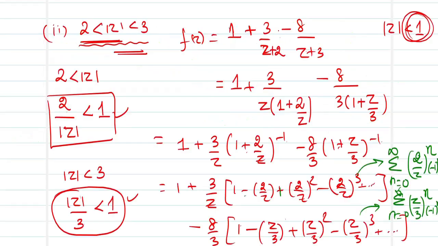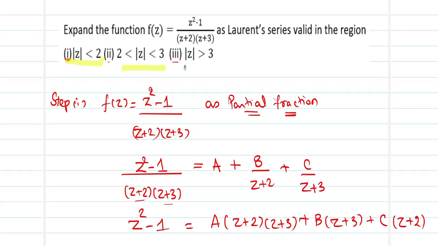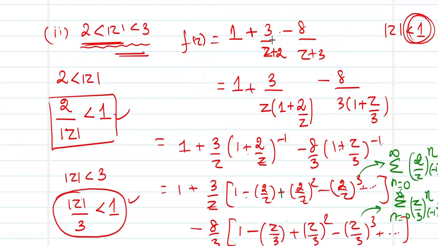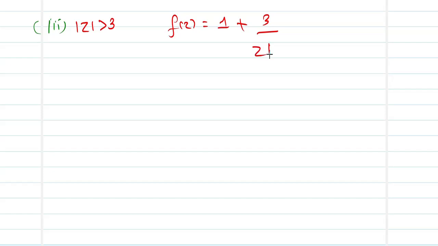So now moving on to the last stage, I want it to be extended in the zone of mod z greater than 3. So we will complete the problem by expanding it in the third zone, which is given by mod z greater than 3. So the function f of z is 1 plus 3 divided by z plus 2 minus 8 divided by z plus 3. Now this has to be expanded in this zone.